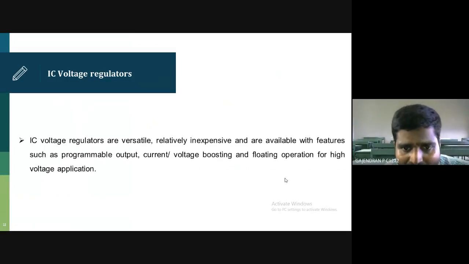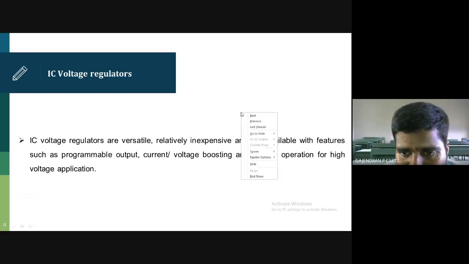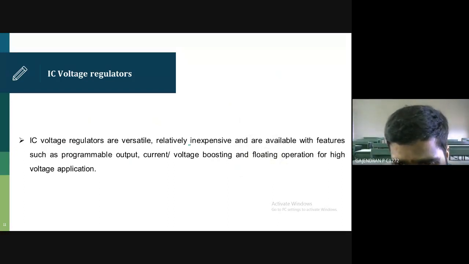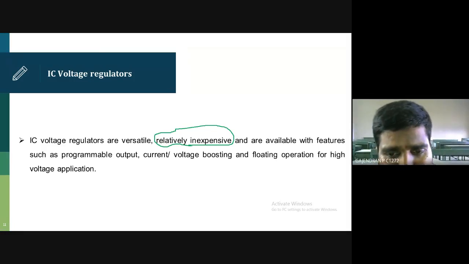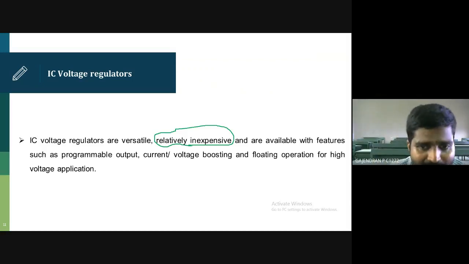The first one, the IC voltage regulator has a wonderful feature. Irrespective of your input voltage, it will provide the constant output voltage. It is inexpensive. Note it down. Relatively, it is inexpensive, because it is a package. Therefore, its cost will be lesser as compared to the previous one. Okay. Yes. What types are there in this? We will see.